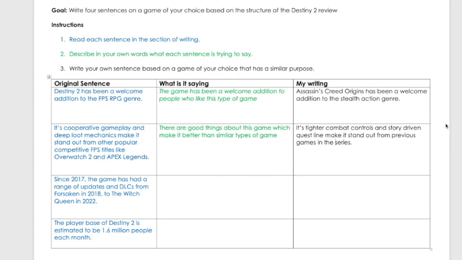In each case, you should only have one full stop because it's one sentence. But I also want you to look closely at things like commas and capital letters to make sure that you're managing the grammar and punctuation of the sentence in the same way as the Destiny article. By the end of this task, you should have 4 explanations of what the text is saying, and you should have 4 sentences that you have written yourself based on a game that you choose. Once you've done that, you can submit the work onto Daymap.